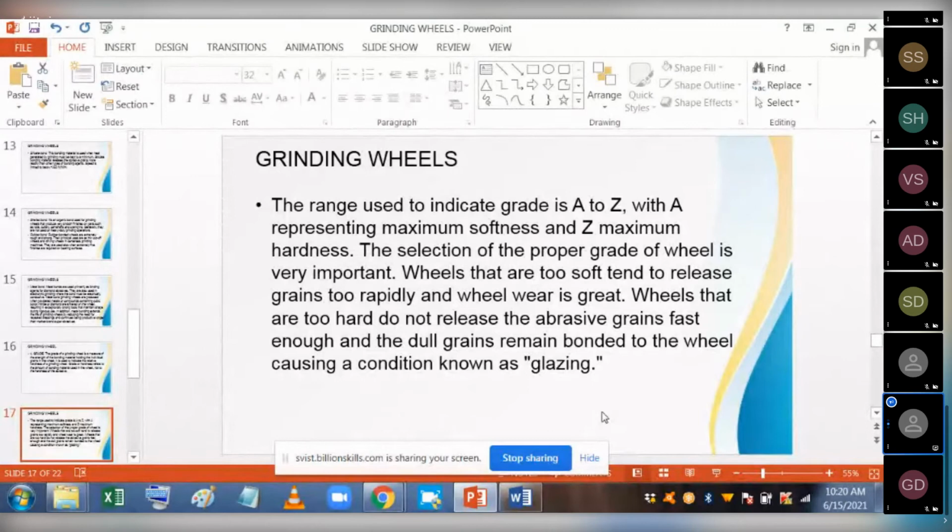Wheels that are too soft tend to release grains too rapidly, and wheel wear is great. Wheels that are too hard do not release abrasive grains fast enough, and the dull grains remain bonded to the wheel, causing a condition known as glazing. Say the strength of the bond is too soft, then the abrasive particles will fall off. And if it is too hard, then it will not fall off. It will become dull, and the ground material will stick inside the wheel, making it glaze. That means it will become dull and it cannot grind anymore.